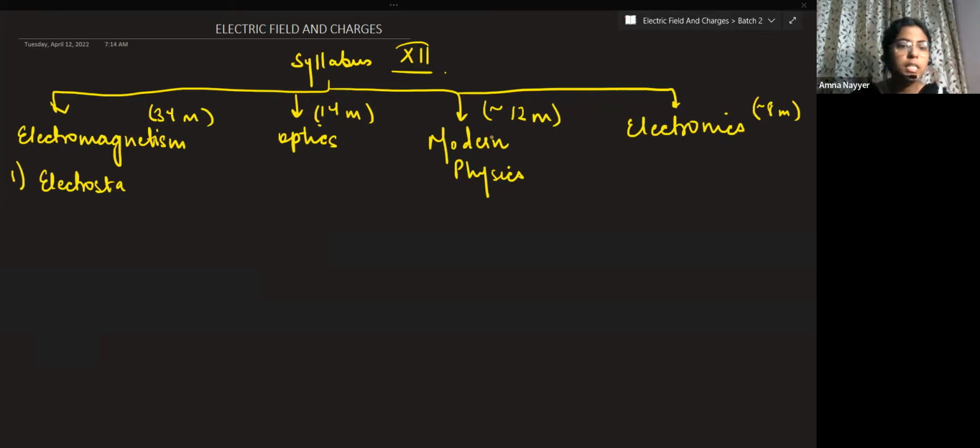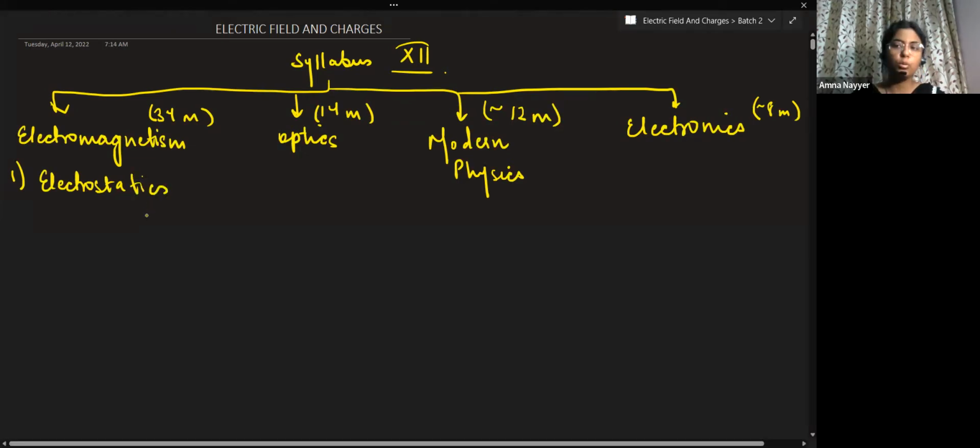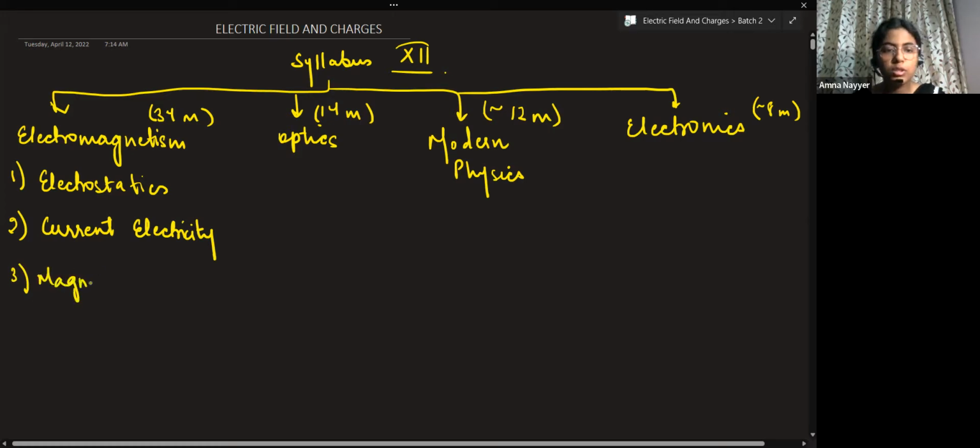All right, okay. Under electrostatics, you have majorly two chapters: electric charges and fields, and electric potential and capacitance. We'll begin with this unit only today. Then you have current electricity, which is chapter 3 of your NCERT textbook. Then chapter 4 and chapter 5 of NCERT, that is the magnetism part. Chapter 4 is moving charges and magnetism and chapter 5 is magnetism and matter.